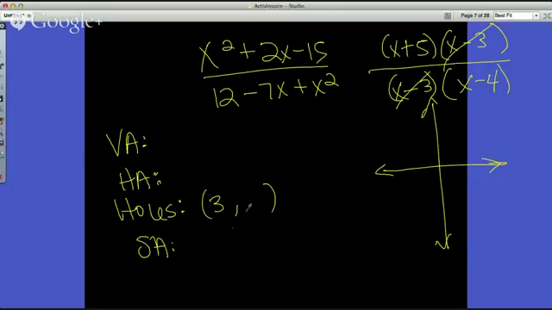Good. So if the hole's at 3, how do I find what the y is? We plug it in without what I canceled out, right? So cross this out. That's done. But the 3, if I were to plug in, would be what? What would I plug in for this? 8. Okay, 8 over -1, or we just say -8. So 3, -8, there is a hole.